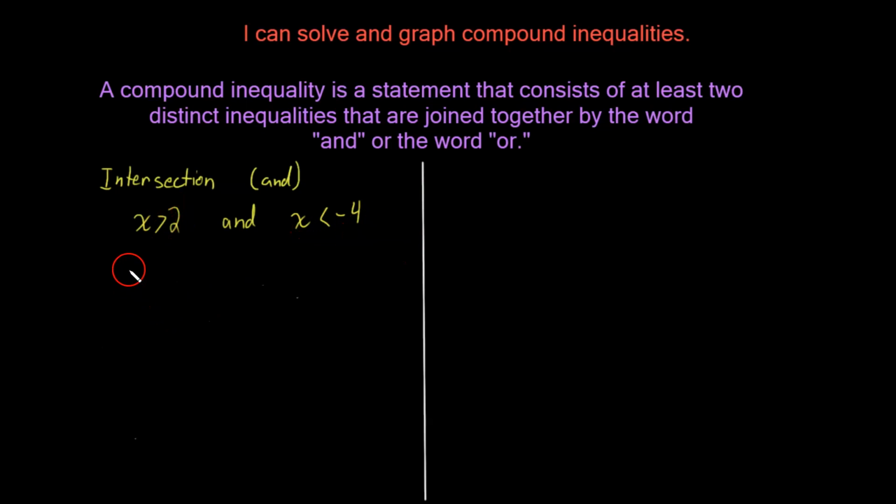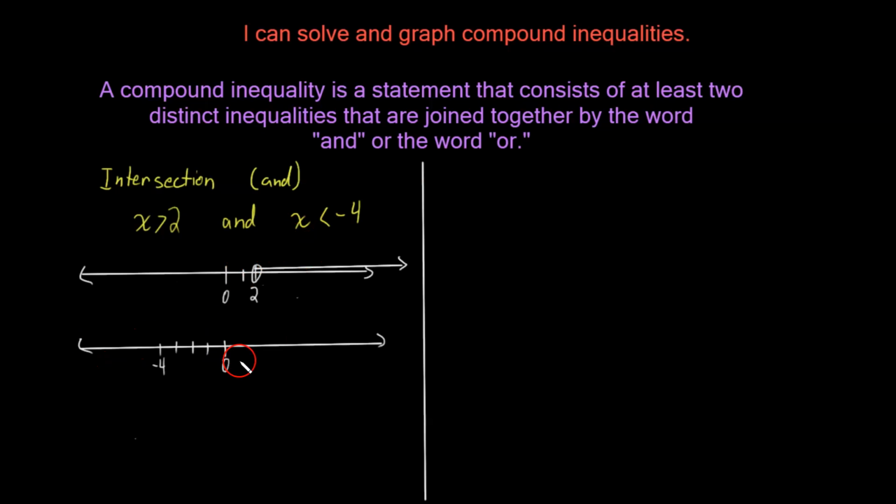So we'll graph x is greater than 2. We find 2 on our number line, and it's greater than 2, so we're moving to the right. And now let's graph x is less than -4. So we find -4 on the number line, and we're moving to the left because it is less than.